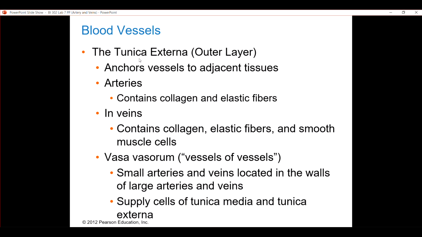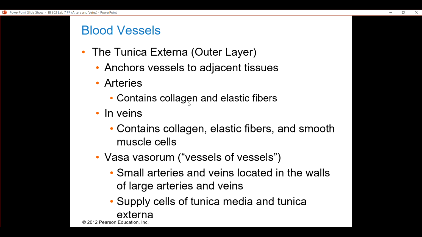Finally, the tunica externa, right? This is going to be the outer layer. Let's say you were doing dissection, right? And you saw a blood vessel and you grabbed it and picked it up. What you would be touching is the outer layer. That is the tunica externa. And its job is to connect the blood vessel to adjacent structures so that the blood vessel doesn't move around and become damaged. So in arteries, the predominant feature is collagen and some elastic fibers. In veins, we also see predominantly collagen, some elastic fibers, but what's unique to veins is that it contains some smooth muscle cells.